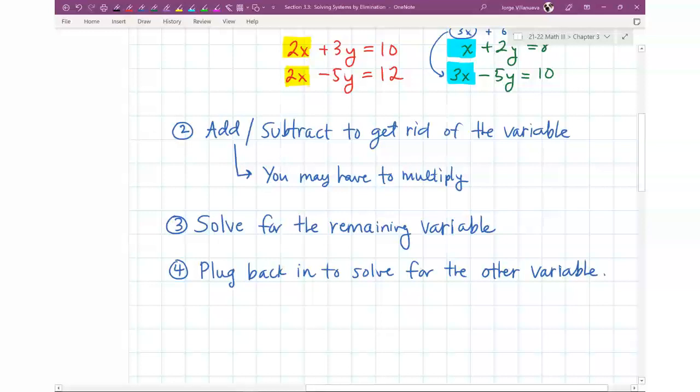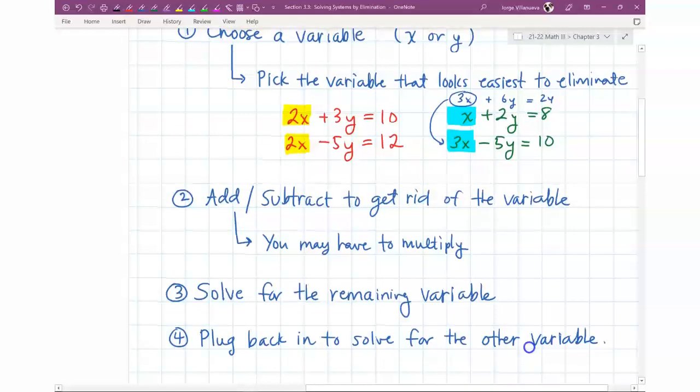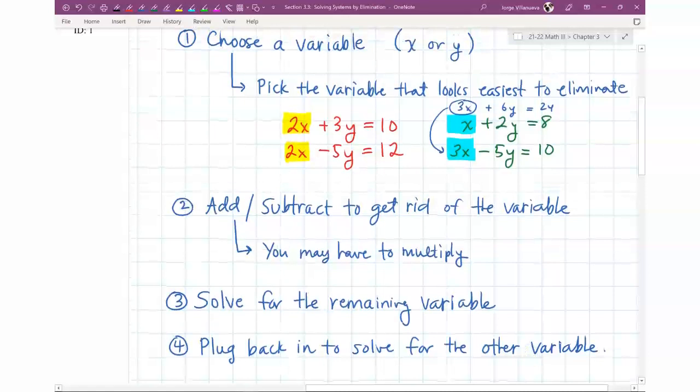So, again, pick a variable to eliminate, the one that looks easiest. Add or subtract to get rid of that variable. You may have to multiply. Solve for the remaining variable, whichever one's left over. And then once you get that answer, plug it back in to see what the other variable happens to be. So if you got rid of your x and you solved for y, then once you know what y is, plug it back in to solve for x. Let me show you what this looks like.